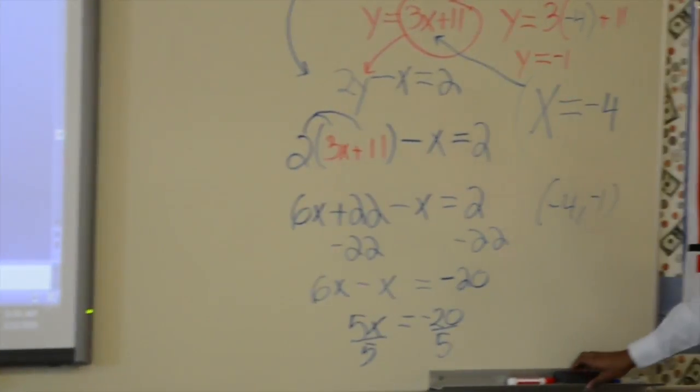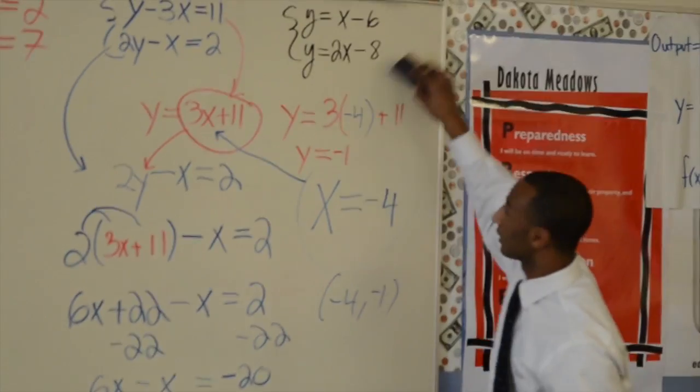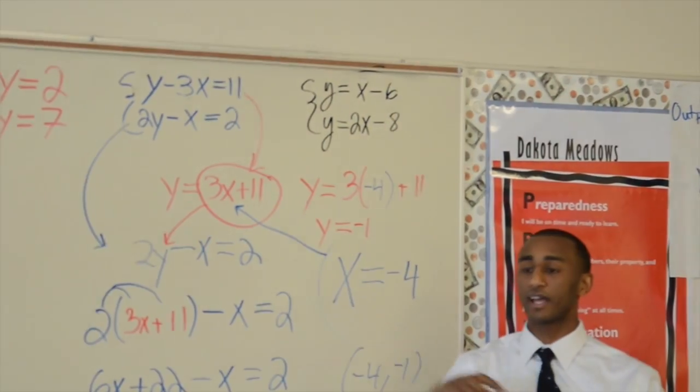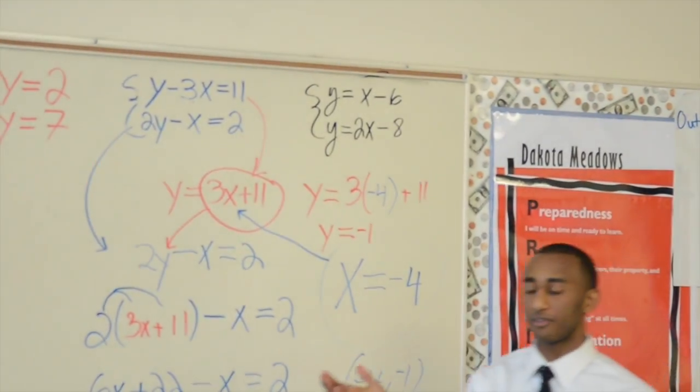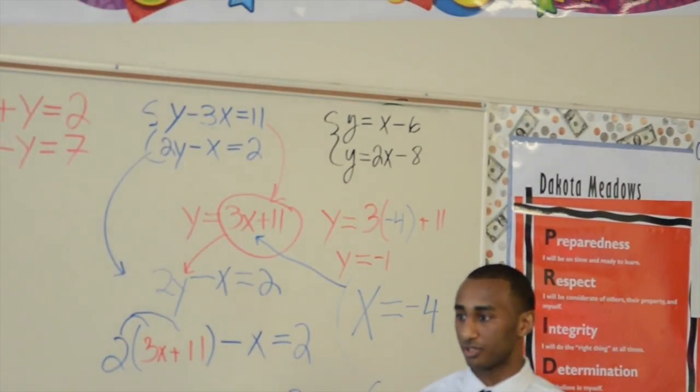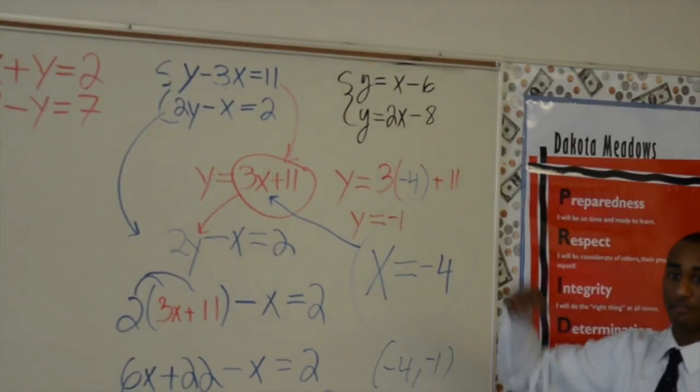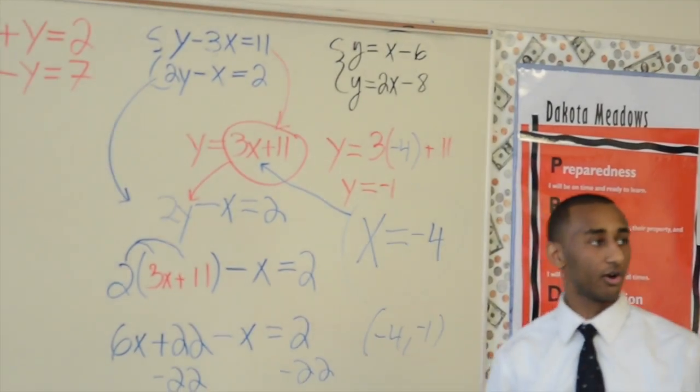So we only have 6 minutes, right? There is one last system up here, it's like an exit ticket, right? You take that, choose whatever method you want to do, substitution, elimination, solve it, show me, then you could go to lunch.